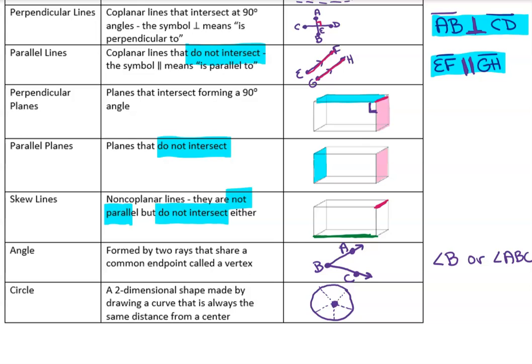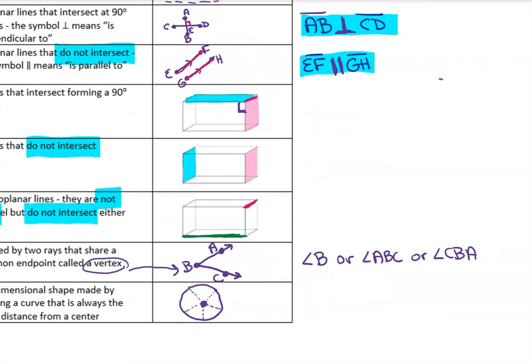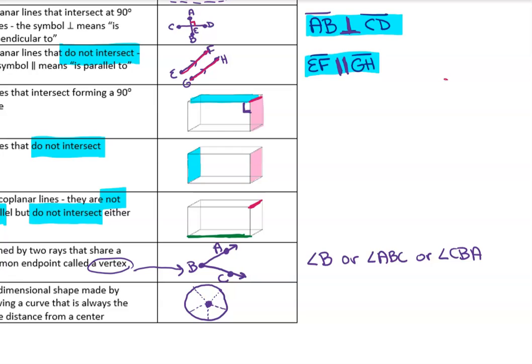Angle. An angle is a two-dimensional shape formed by two rays that share a common endpoint called a vertex. So the vertex is that point right there, the B, that is the point where the two rays meet. When it's written like this, it can be written three ways. Angle B, because there's only one angle at letter B. There's not a whole bunch of other angles coming out of it, so you can just use the one letter.